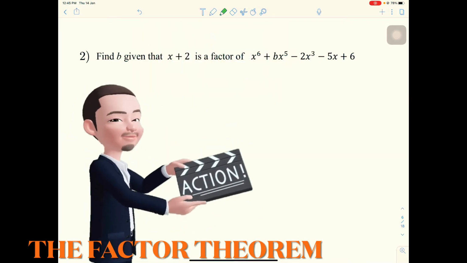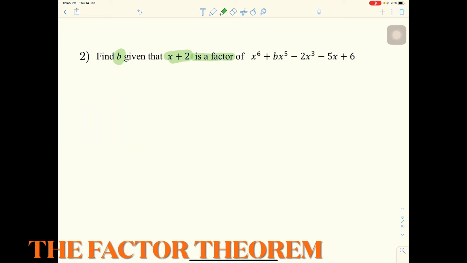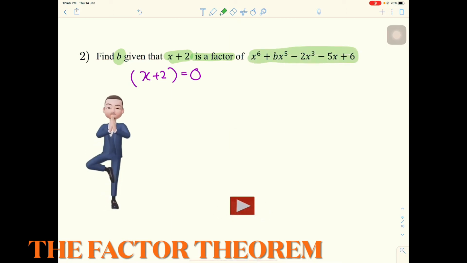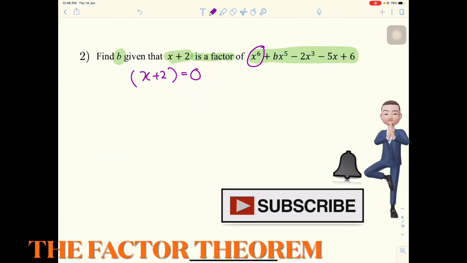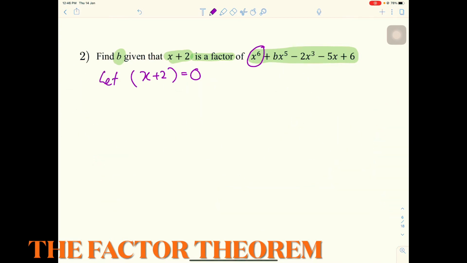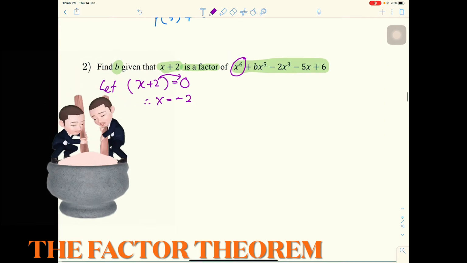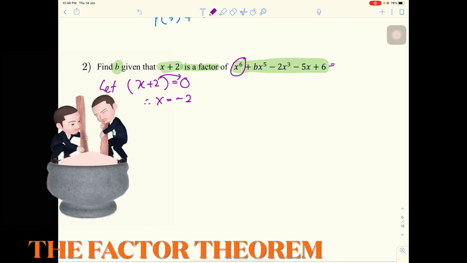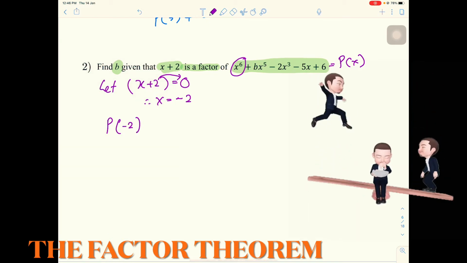So the second one, let's discuss the second one. Find b. The question asks you to find b given that x plus 2 is a factor of the polynomial. This means that x plus 2 equals 0. The polynomial now is of degree 6. Because x plus 2 equals 0, we bring 2 to the right hand side and x becomes negative 2. So what do we do? Let this be p(x), so we substitute p(negative 2).